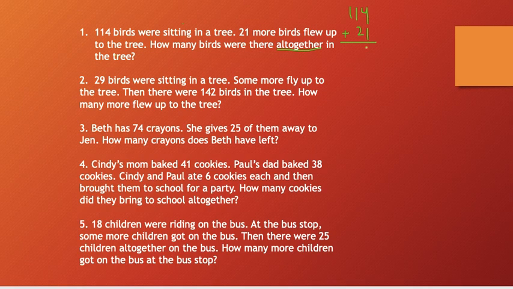So we have 4 plus 1 is 5. 1 plus 2 is 3. And then 1, we're not adding it with anything, so we just bring it down. So we have 135. So there's a total of 135 birds in the tree.